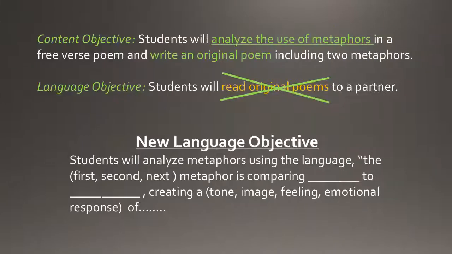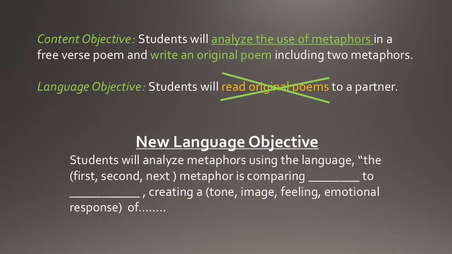Okay, so if the content objective is to analyze metaphors in a free verse poem and write their own poem using 2 metaphors, they are clearly going to need to know the language of metaphors and the structure of free verse. So instead of just having students read their poem, which is not a bad activity per se, it's also not an objective. A better fit would be something like this.